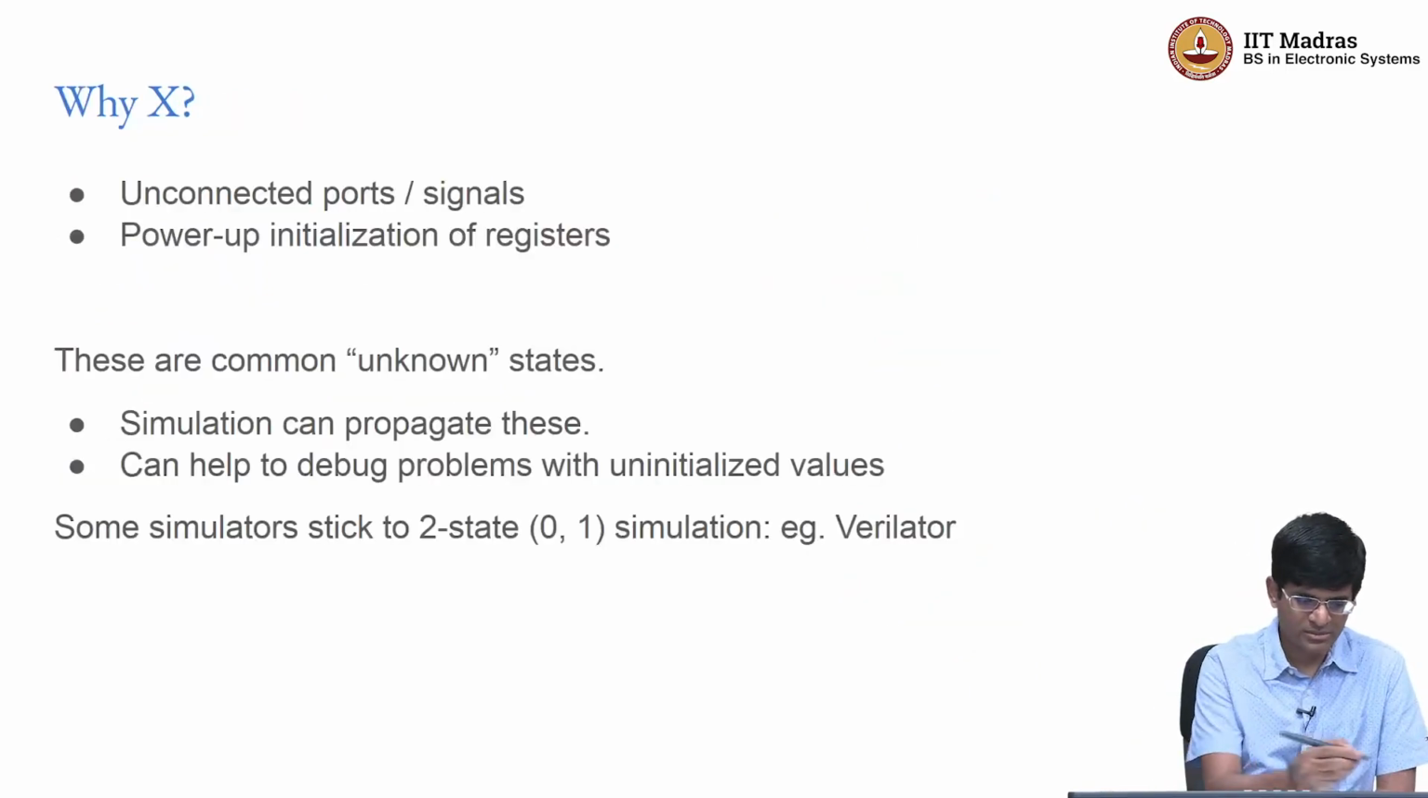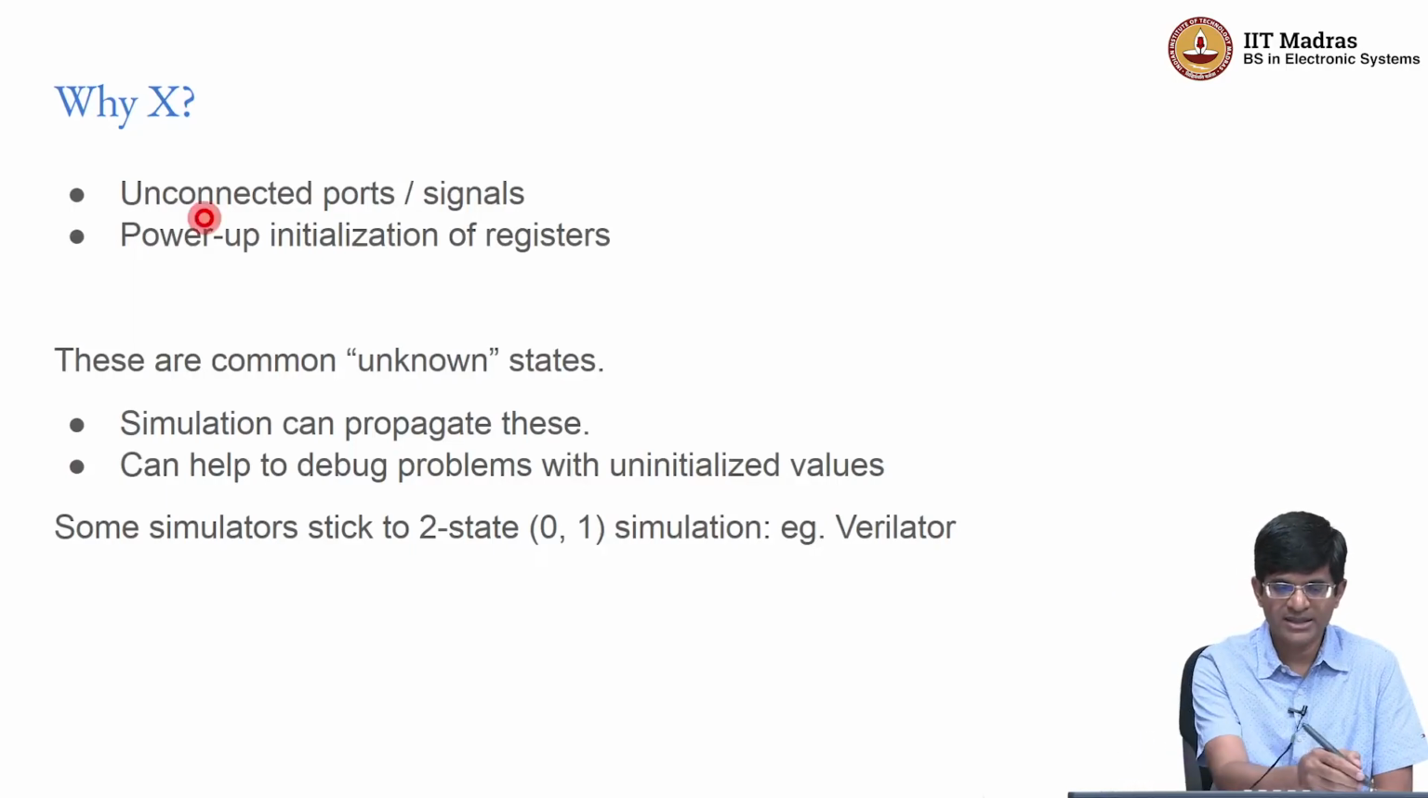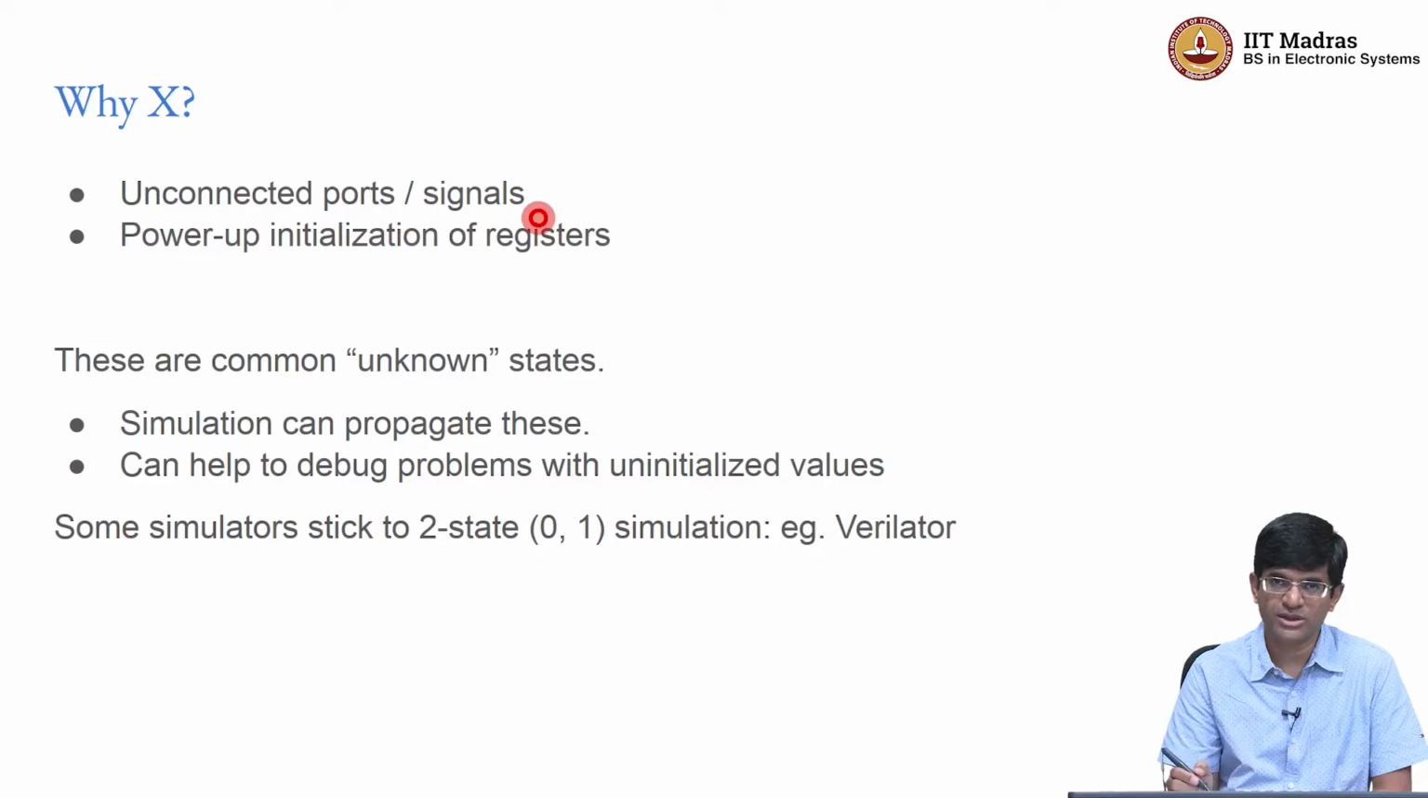So, one question which I just want to briefly address, I already talked about it a little bit, is why do we even need the X value? It essentially corresponds to either unconnected ports or signals, things that have not been connected properly, or to power up initialization. As I said, when you switch on a system, you do not know whether the outputs of registers are zeros or ones, right? They could be either one of them.